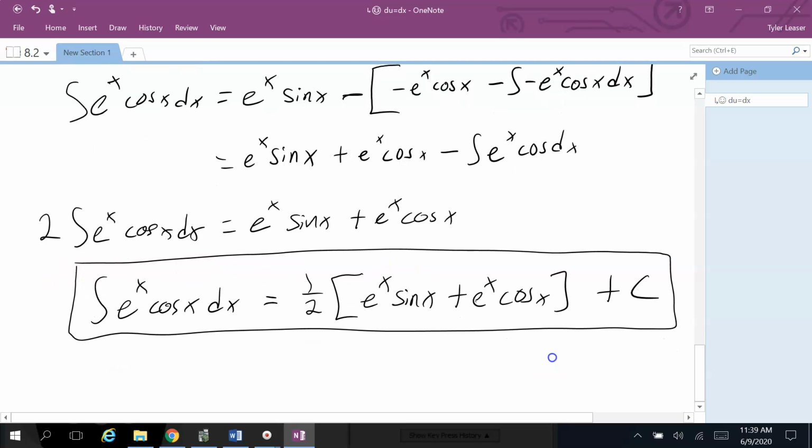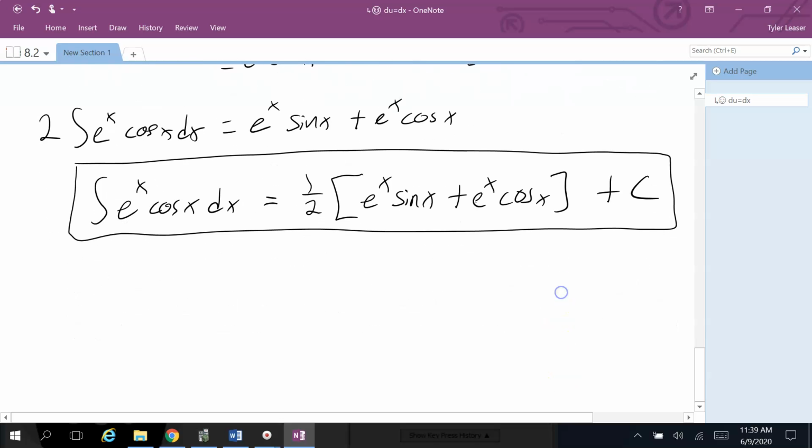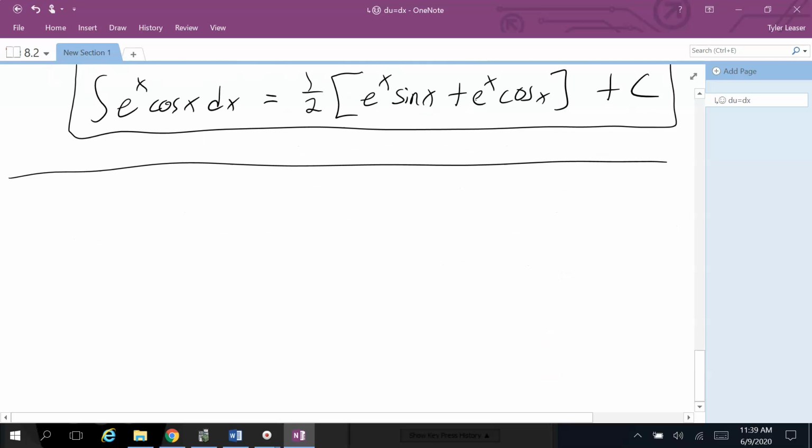I promise you, if you take the derivative of this right-hand side, it will simplify down to be e to the x cosine x. Okay, great. I have one more example that I want to do. This isn't a hard example. It's just not something that we've seen yet. I forget which example we're on now. 6, 7, 8, whichever one it is. I'll do this one quick.